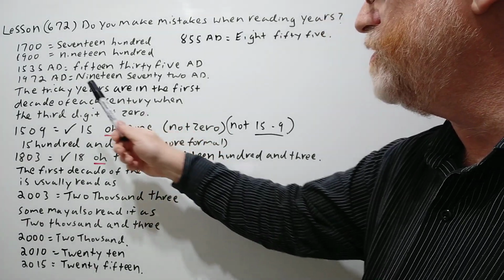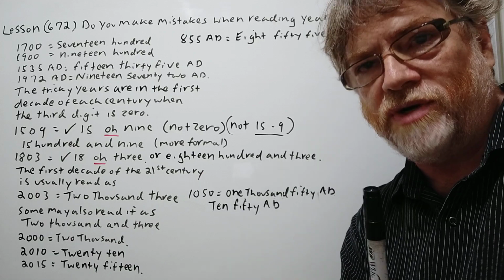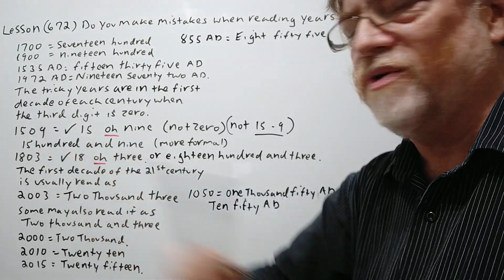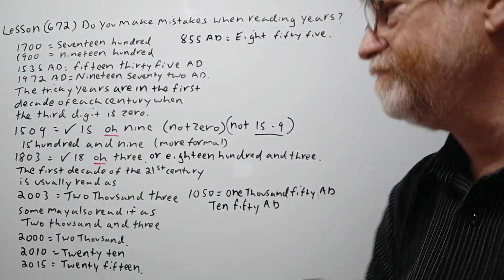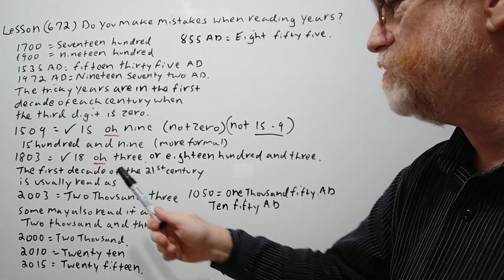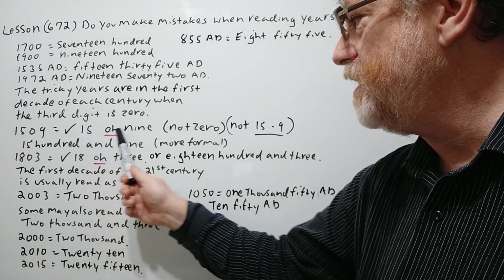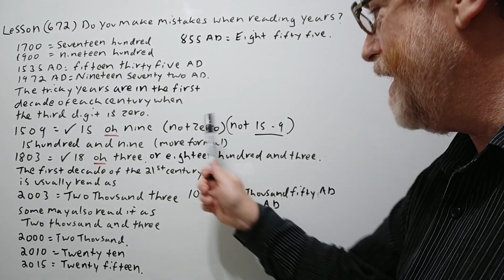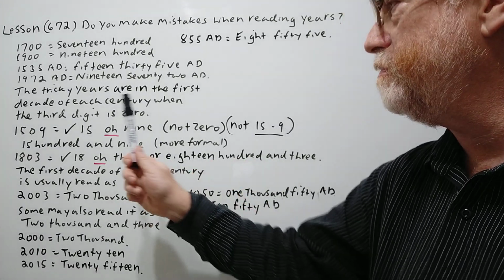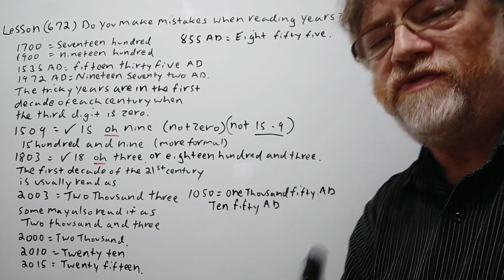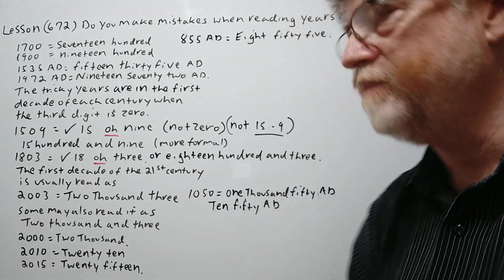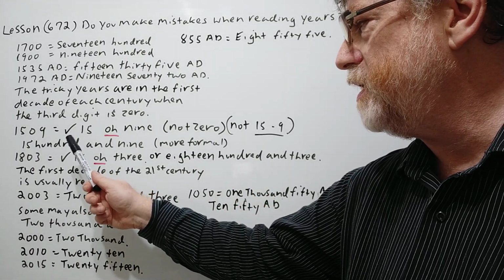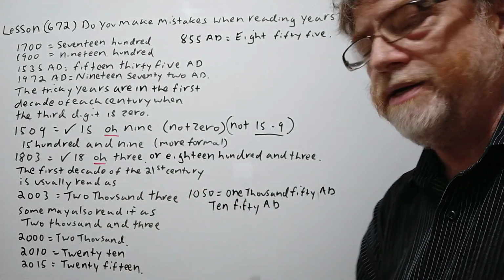The tricky years are in the first decade of each century. When the third digit is 0, this is when it starts to get tough. Okay, so how should we read this one? Here we should read 1509. So we usually read it with an O. This is the most common way. Not 0, not 159. So we would read this as 1509, 1503, 1505. Sometimes in a more formal sense, you might hear someone read it as 1509.